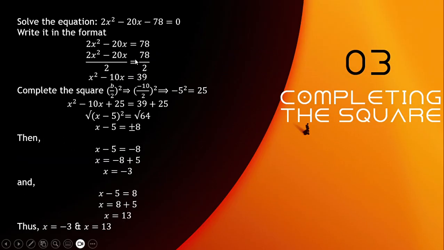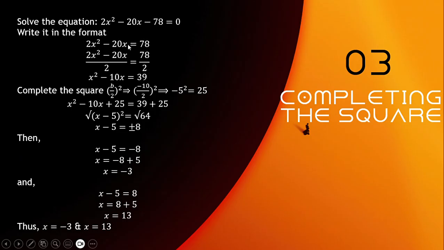So, here's the example. In the equation, 2x squared minus 2x minus 78 is equal to 0. So, yung first step natin is gagawin natin yung format, which is ax squared minus bx is equal to c. So, makita naman natin na yung negative 78 natin, which is yung c, is na-transpose sa right side.